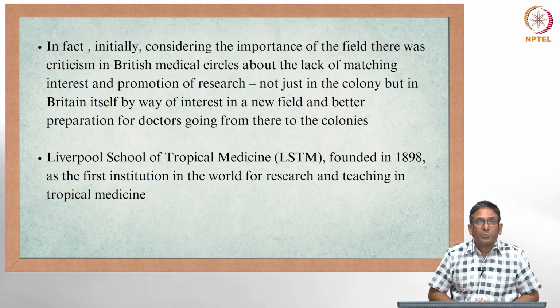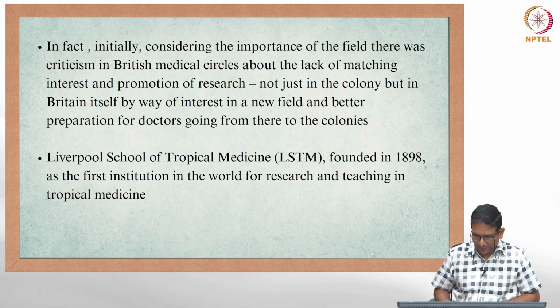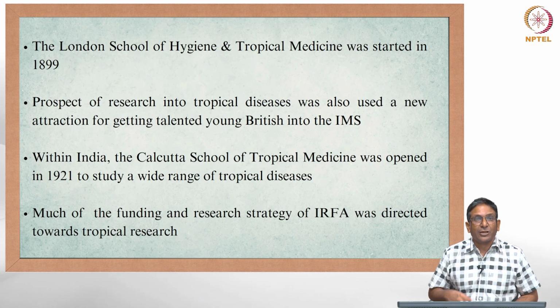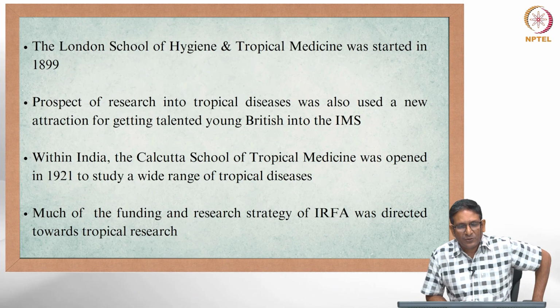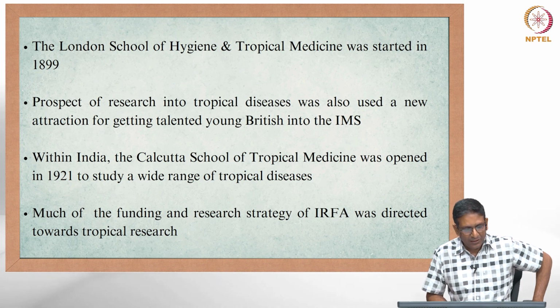The Liverpool School of Tropical Medicine was founded in 1898. This was the first institution in the world for research and teaching in tropical medicine. And soon the London School of Hygiene and Tropical Medicine was started in 1899.